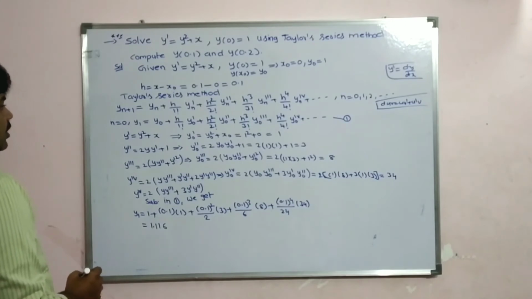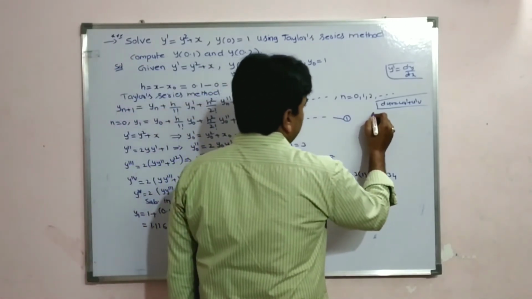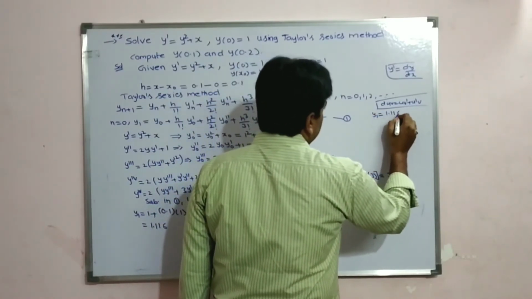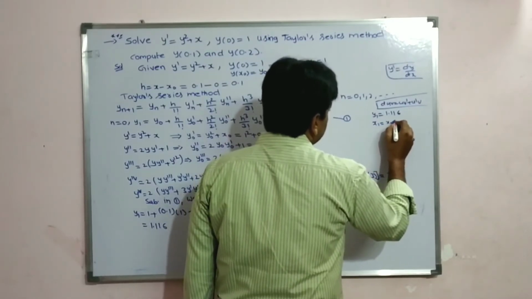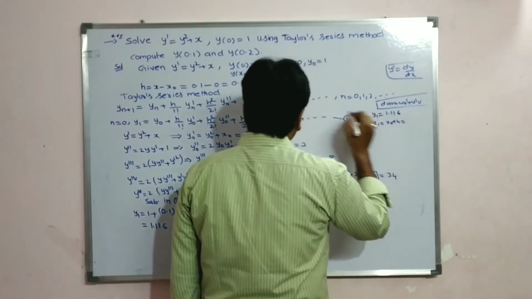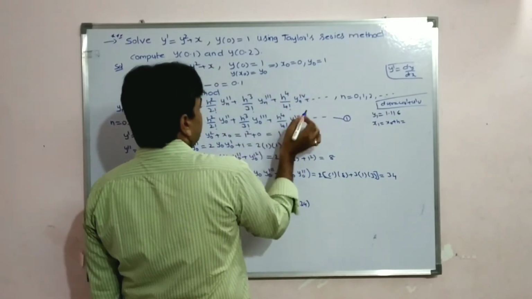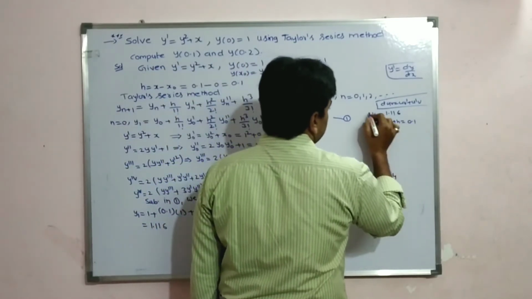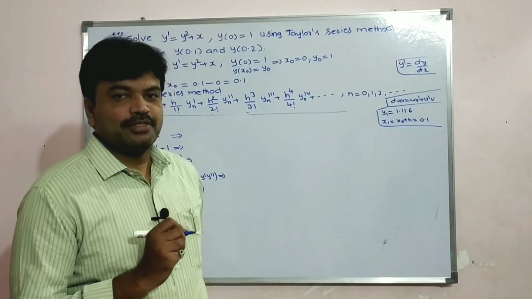1.116. Now we need this value students, so y1 value is here, y1 value 1.116. What is x1 value students? x1 value x naught plus h students, x naught value 0, h value is 0.1, so x1 value is 0.1 students. We need these two values. Let us continue students.